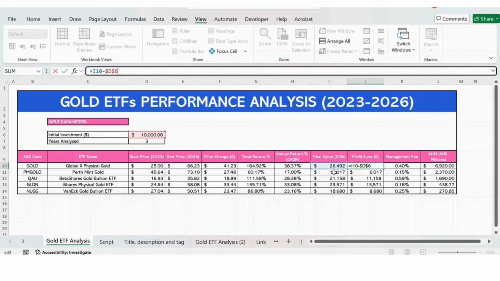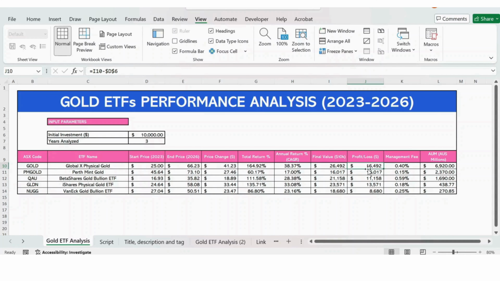Column J, Profit or Loss in dollars. Formula equals I10 minus $D6. Final value minus your initial $10,000. GOLD equals $16,492 profit. Column K, Management Fee, Annual fee charged by the ETF.